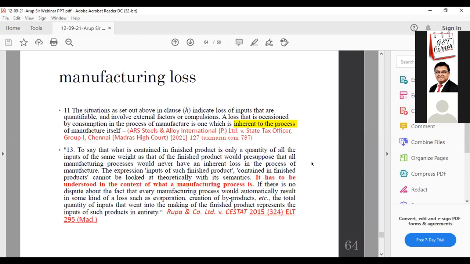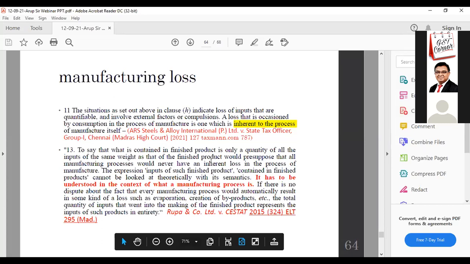But if the input quantity is lost and the quantitative reconciliation is not matching because of the loss during the manufacturing process, the ITC does not have to be reversed. Herein, the Honorable High Court has relied on the matter of Rupa and Company, wherein it was held that it has to be understood in the context of what a manufacturing process is. There is no dispute that every manufacturing process would automatically result in some kind of loss, such as evaporation or creation of a byproduct, etc. The total quantity of inputs that went into the making of the finished products represents the inputs of such products in entirety.